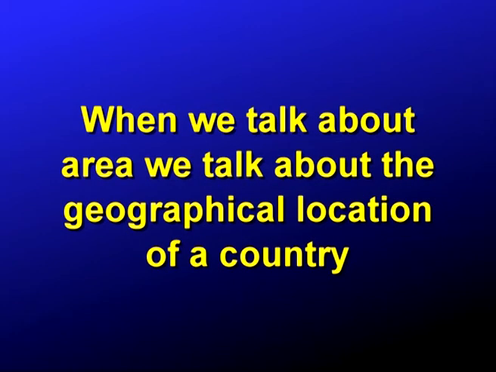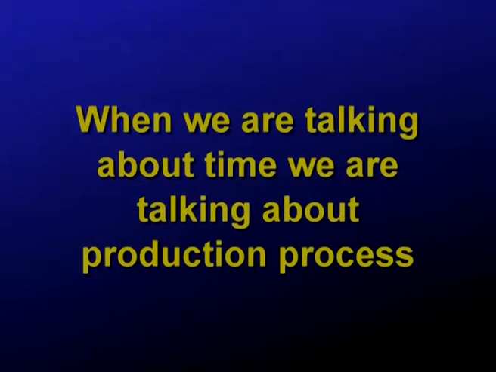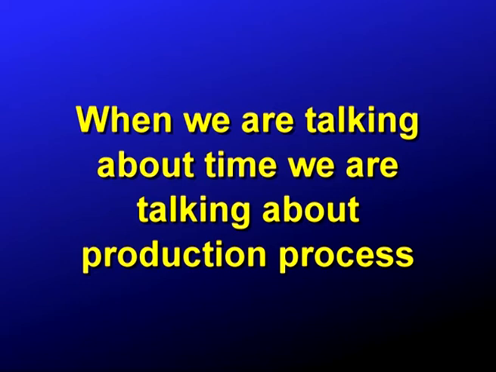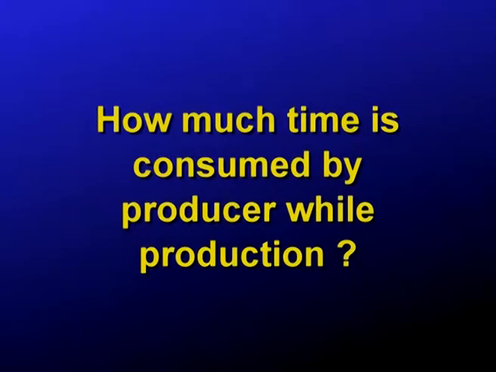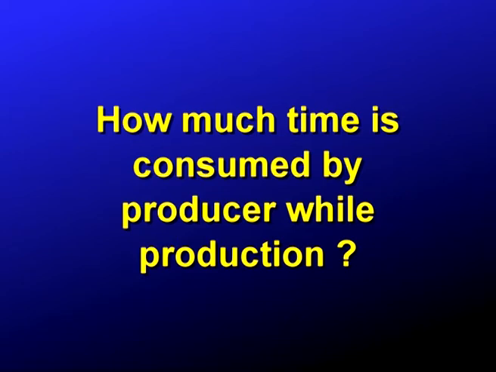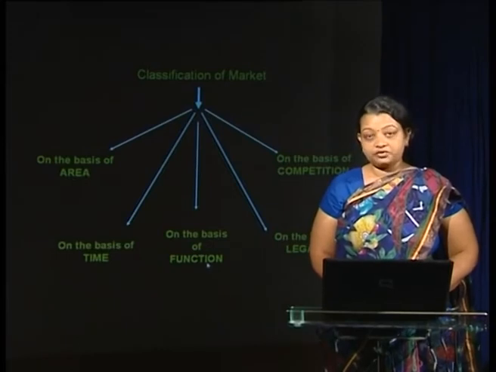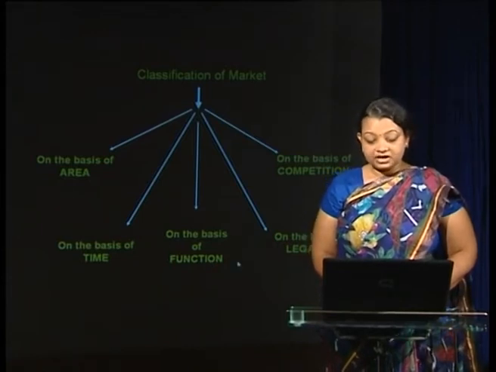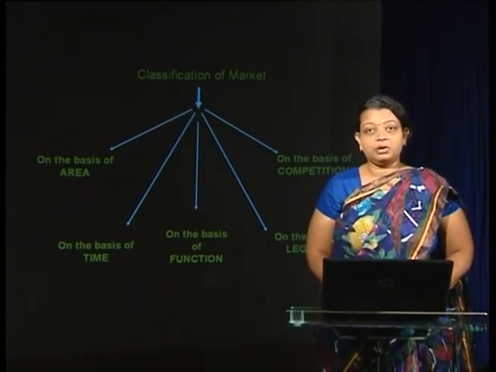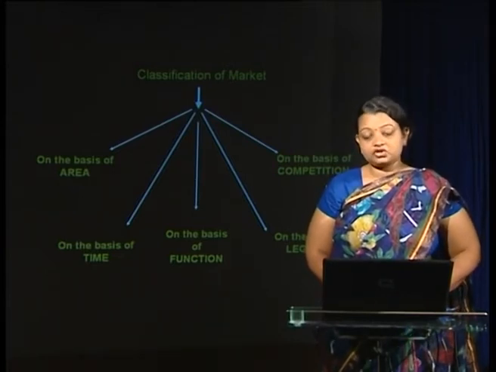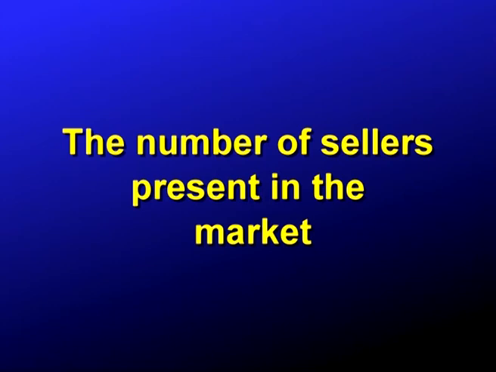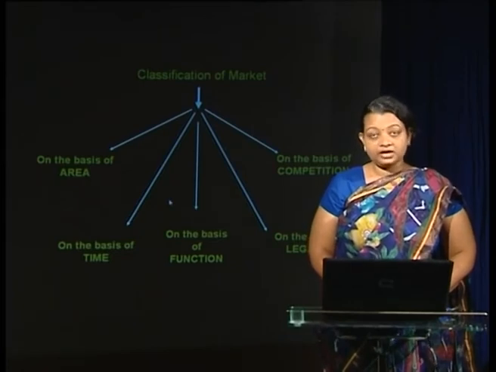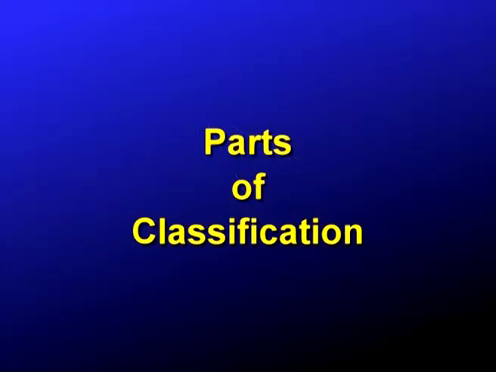When we talk about area, we are talking about the geographical location of a country. When we are talking about time, we are talking about the production process: how much time is consumed by a producer while producing. When we talk about function, we are talking about the middlemen. When we are talking about legality, we are talking about the laws of the nation. And when we talk about competition, we are talking about the number of sellers present in the market. Let us have a close look at each and every part of the classification.